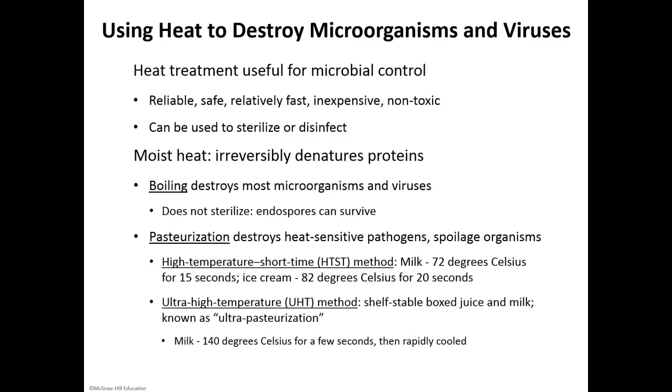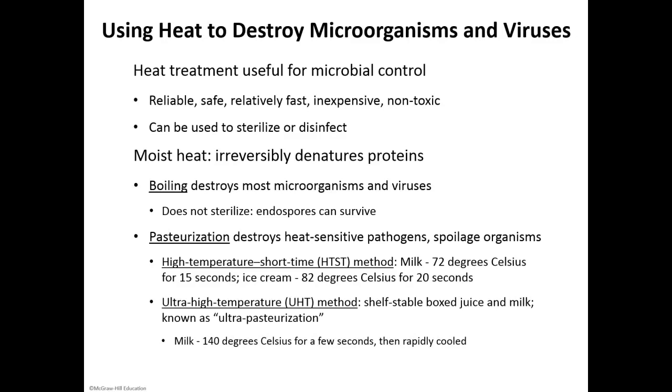There are two forms of pasteurization. The most common form that we see in the U.S. is high temperature, short time. This method is going to heat milk or other objects up to a high temperature. So milk, ice cream, juice. And then it stays there for just a few seconds and then drops the temperature.